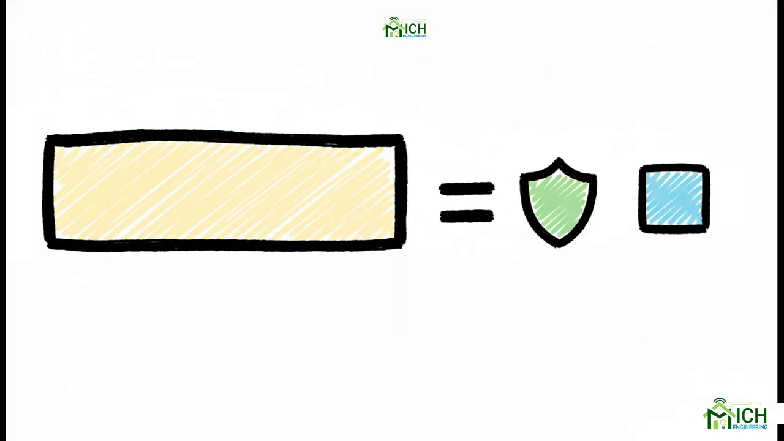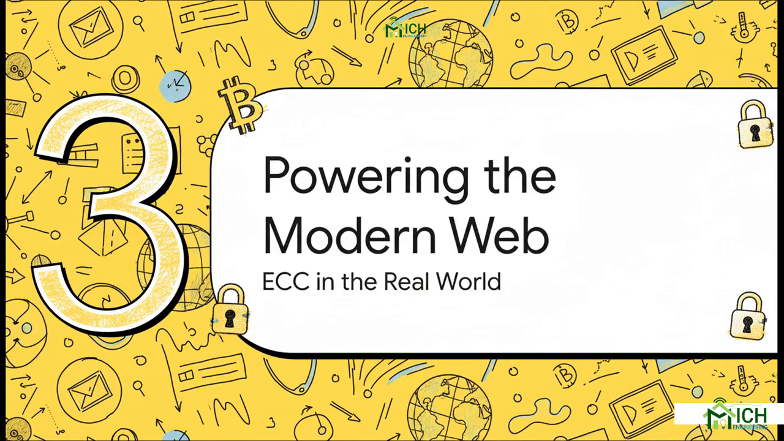So here's the payoff, plain and simple. To get this same level of security that RSA needs a key over 2,000 bits long for, ECC only needs 228 bits. That's not just an improvement, that's a revolution in efficiency. And this incredible efficiency isn't just a cool thing for mathematicians to talk about. It is the fundamental reason that ECC now powers pretty much the entire modern web.